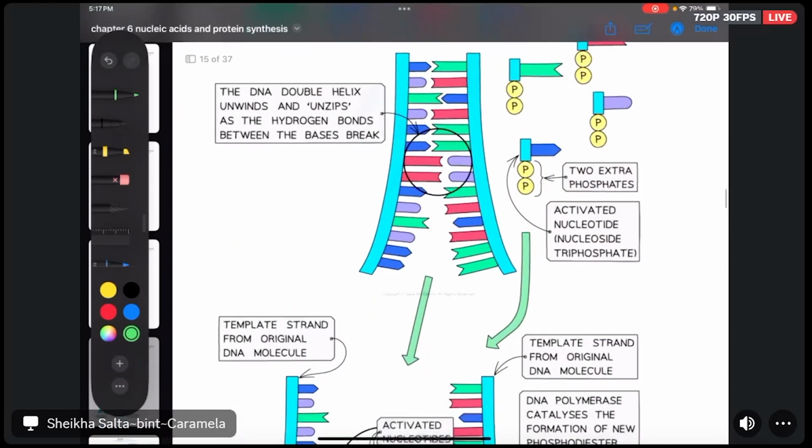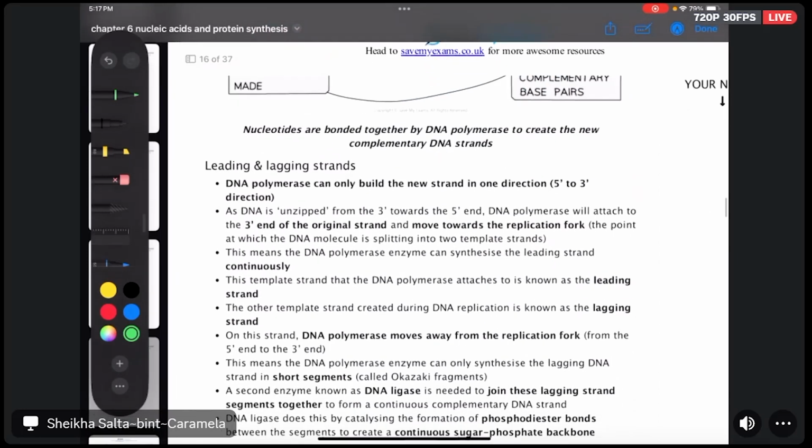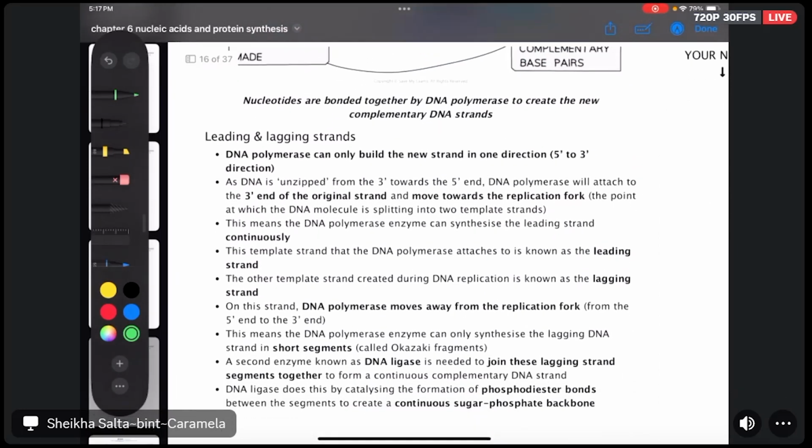Now, there's basically two types of DNA strands in the DNA molecule. One is called the leading strand and one is called the lagging strand. On the leading strand, the DNA is synthesized continuously, which means that the strand is synthesized in a 5' to 3' direction, and using your DNA polymerase enzyme, the phosphodiester bonds are formed continuously and the strand is continuous.